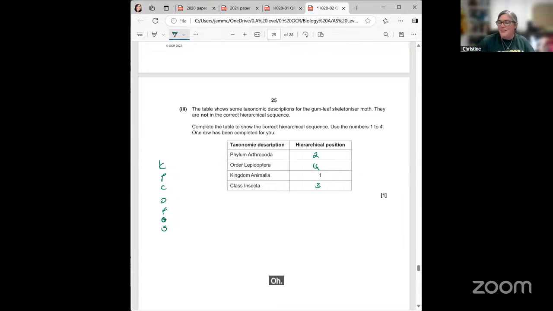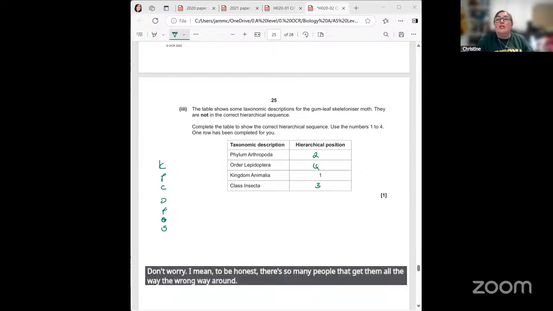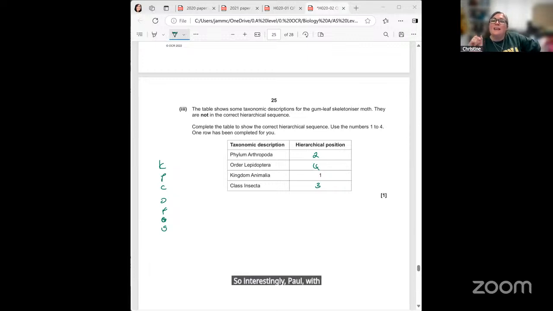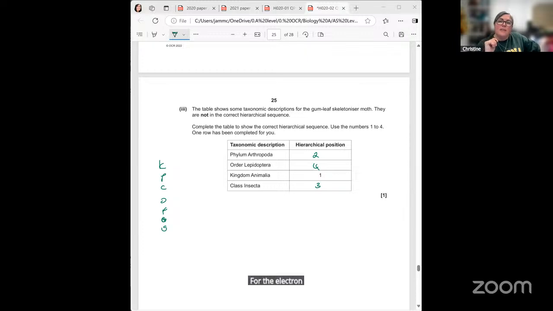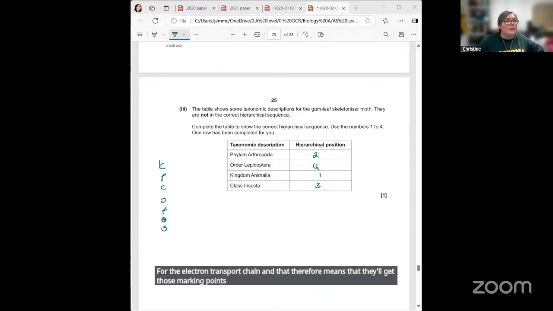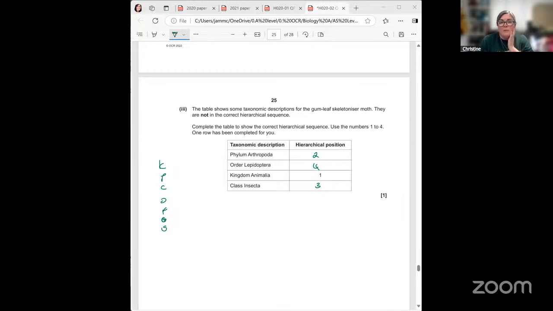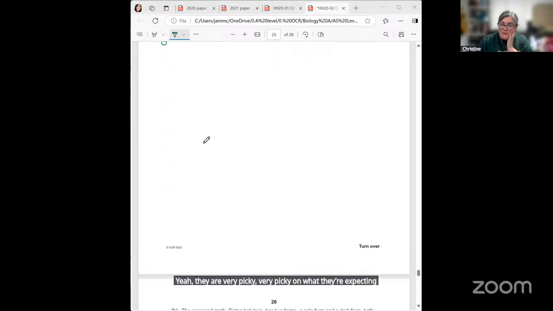Oh no! Chidima, you're absolutely kidding me. Oh dear. Don't worry. To be honest, there's so many people that get them all the wrong way around. Interestingly, Paul, if they were studying the AQA specification, then terminal electron acceptor would be what they're looking for, but for OCR they specifically want you to say the final electron acceptor. So you want to get into the habit of saying it's the final electron acceptor for the electron transport chain, and that therefore means you'll get those marking points. They are very picky on what they're expecting you to actually give them.